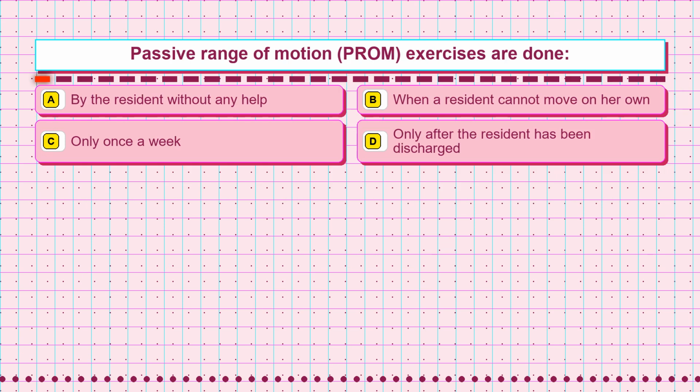Question 87. Passive range of motion, PROM, exercises are done. Option A. By the resident without any help. Option B. When a resident cannot move on her own. Option C. Only once a week. Option D. Only after the resident has been discharged.